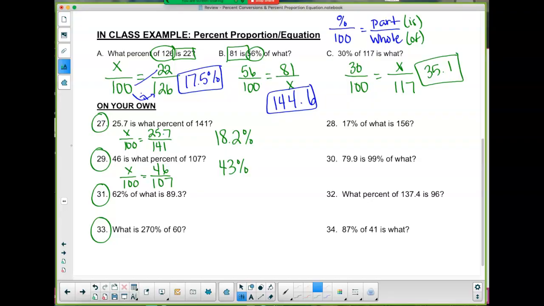Okay. Number 31. Lily, what'd you get? 144.0. Yeah, 144 or 144.0. Okay, 62 is the percent. And 89.3 goes on the top because it says is. We're trying to find the whole amount. So 144. And then finally 33. Go ahead, Ariane. 162, absolutely. Okay. 270 is the percent over 100. It says of 60, so that goes on the bottom, and we solve it. Okay, questions on that? Okay, we've done all the basic problems. The only thing we haven't done is word problems.